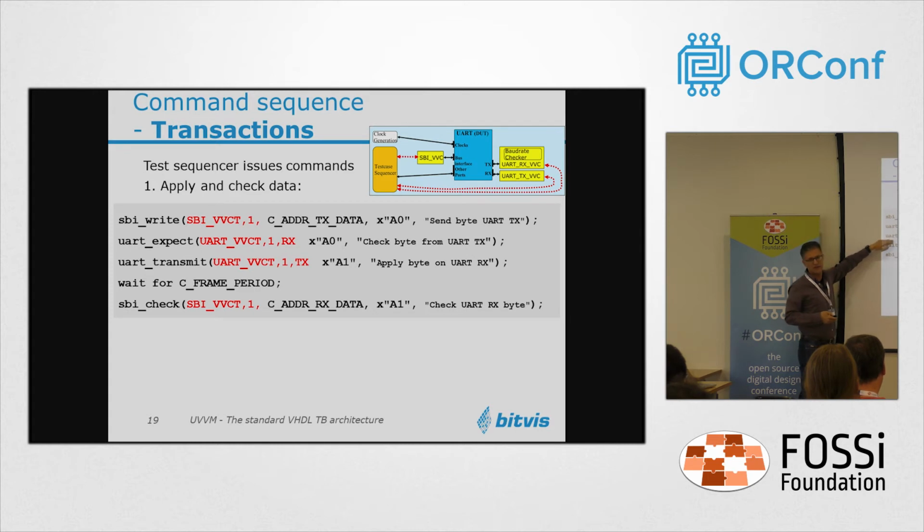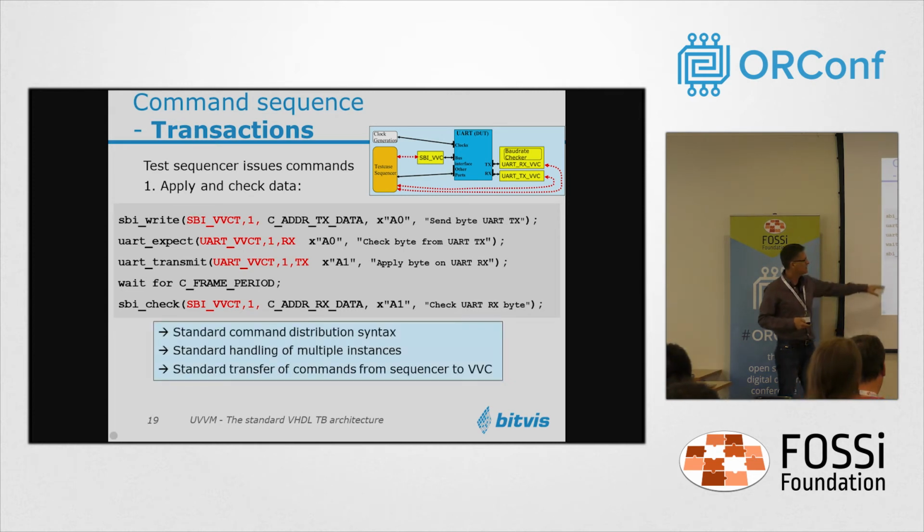These will all be executed immediately at the same time because these commands are non-time consuming. And that's also a beauty here, because that means you can decide exactly when you want to send commands and expect stimuli without having to make a really complex verification test bench. And this will be done later on because, of course, it needs some time before that appears on this register. Could also have been polling, of course, for the flag, but I didn't do that here. So this is standard command distribution syntax, standard handling of multiple instances, standard transfer of commands from sequencers to verification components.